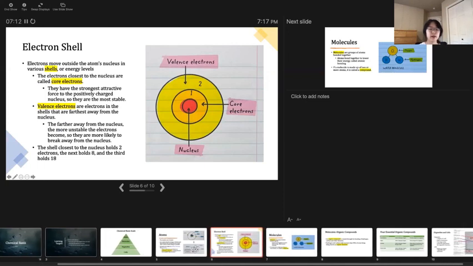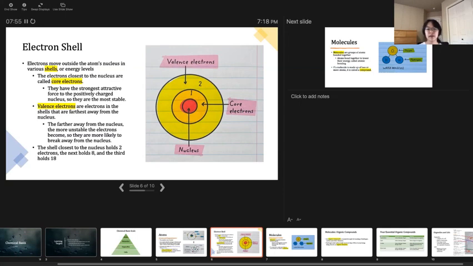All right, so we were talking about electrons. Electrons aren't just in one orbit around the nucleus. There are actually multiple shells, or various energy levels. Like I said, electrons move outside the atom's nucleus in various shells or energy levels. You can think of an atom as a mini solar system. You know how in the center of our solar system there's a sun?